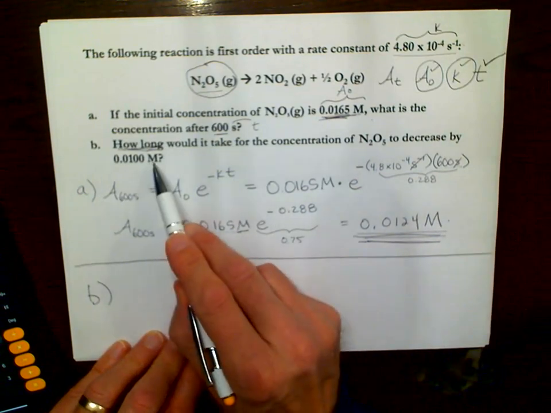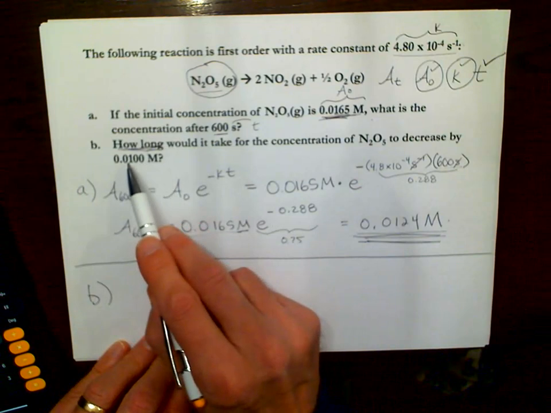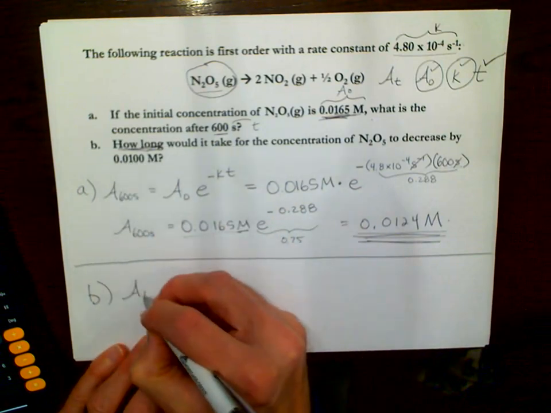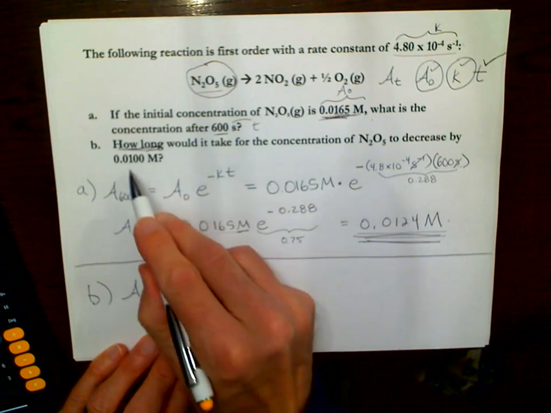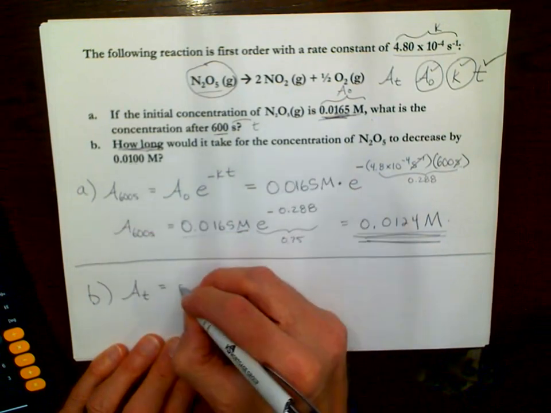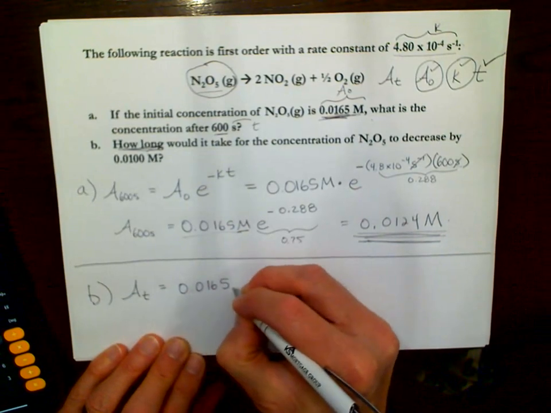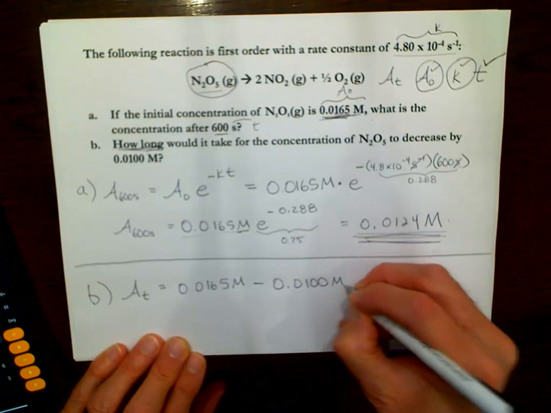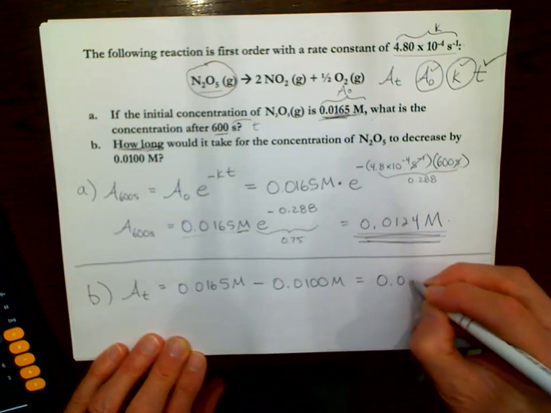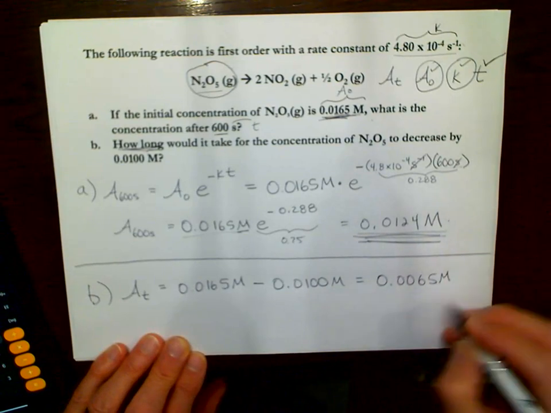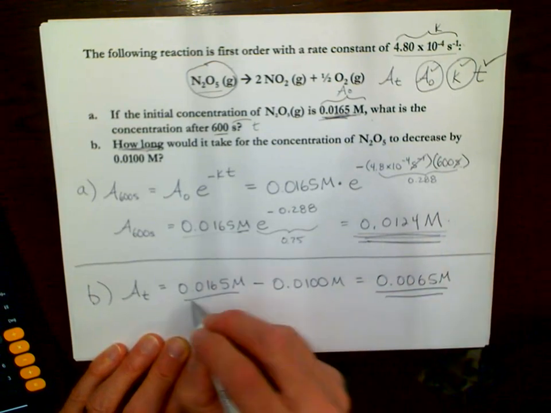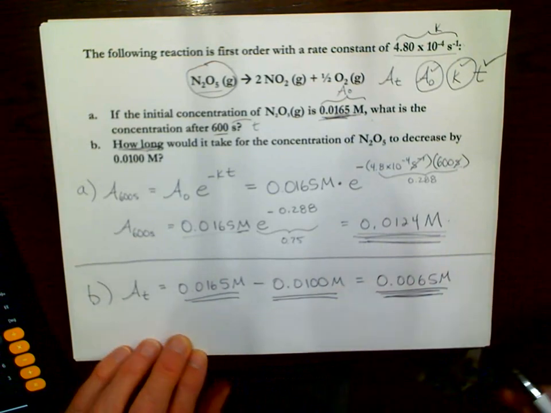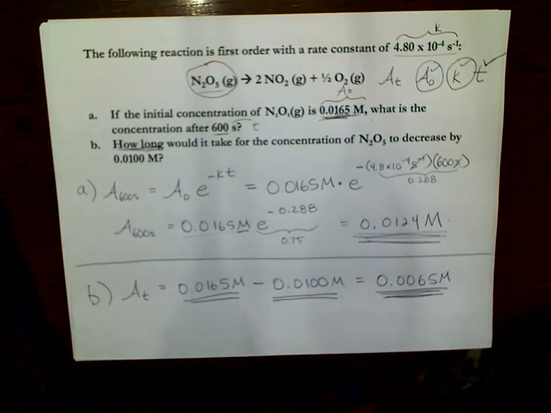But what's the amount that's going to be present at time t? Well, it's got to decrease by 0.01. So the amount at time t should be 0.01 less than this. That's kind of tricky. 0.0165 molar minus 0.0100 molar. That's going to give me 0.0065 molar. So if my concentration decreases by 0.01 molar, this is what's going to be left at the end of this particular experiment.